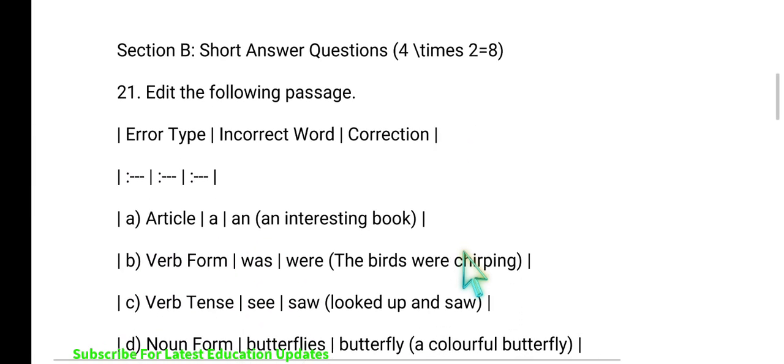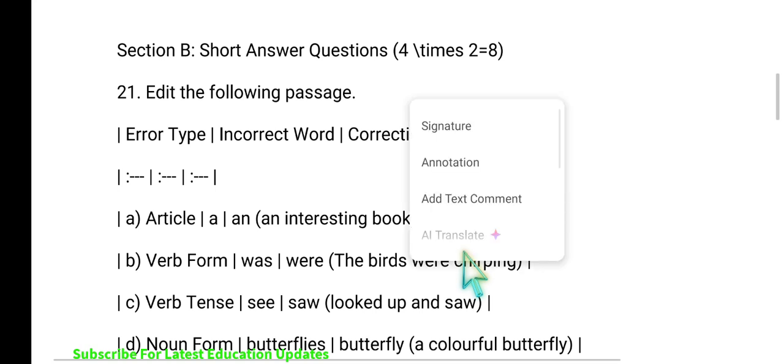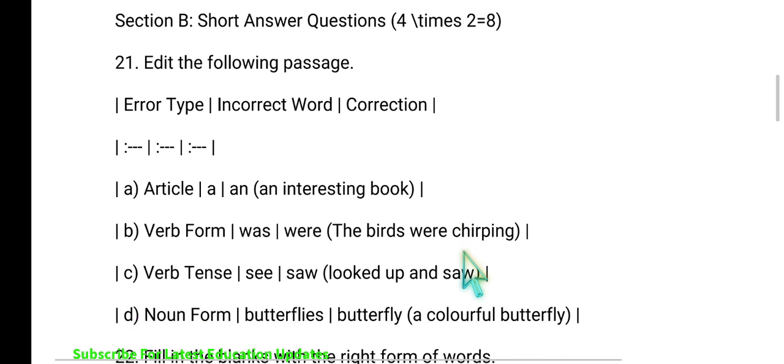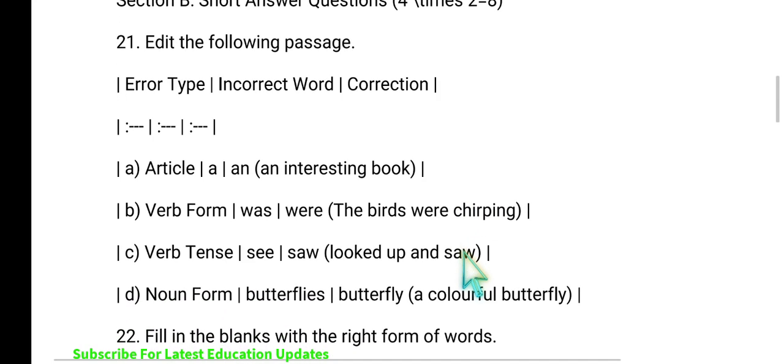Edit the following passage. She is sitting under a big tree reading an interesting. So interesting has the vowel sound, preceding with the indefinite article: an interesting book. The birds, so it is plural: the birds were chirping happily around her. Suddenly she looked up and saw a colorful butterfly, only a single butterfly, so not plural here.